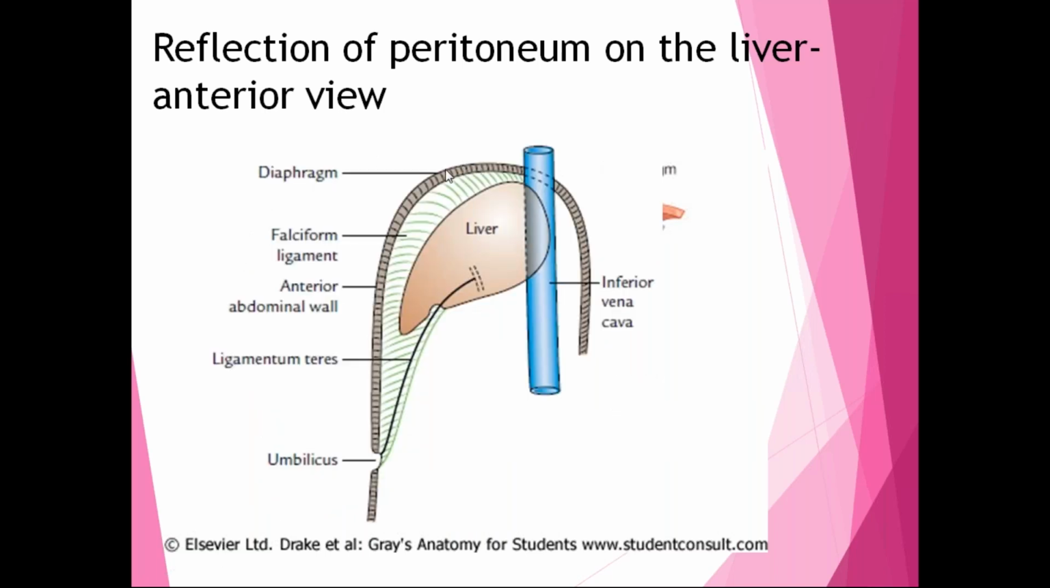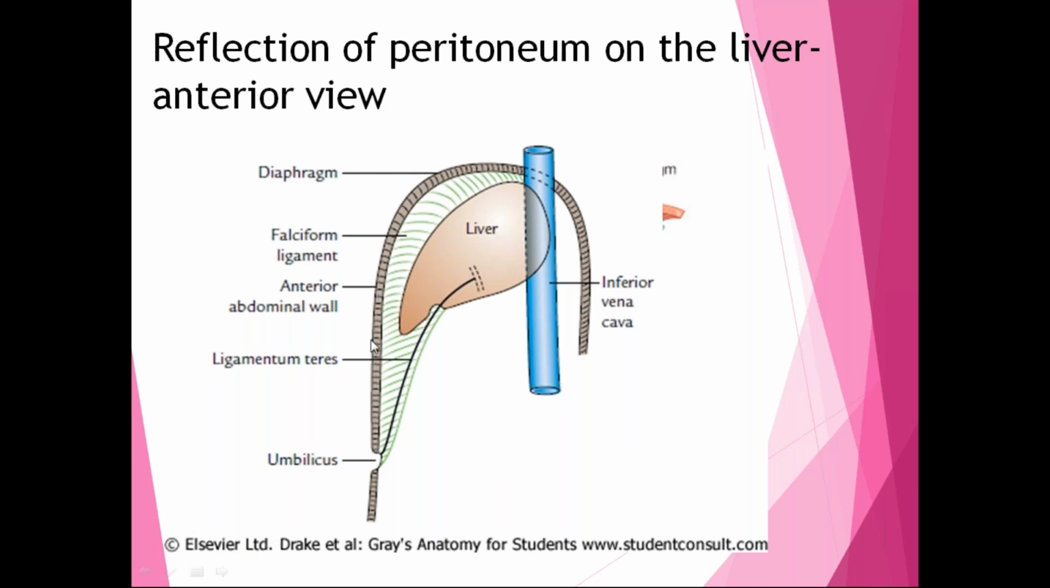So this is a sagittal section. You can see the diaphragm, this is in black color, and this is the liver. The green one is the falciform ligament, and this is the inferior vena cava. Now the falciform ligament is a sickle-shaped fold of peritoneum. It consists of two layers. It connects the liver to the undersurface of the diaphragm and to the anterior abdominal wall up to the umbilicus.